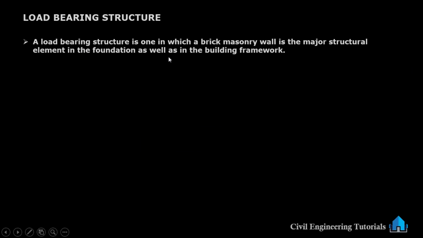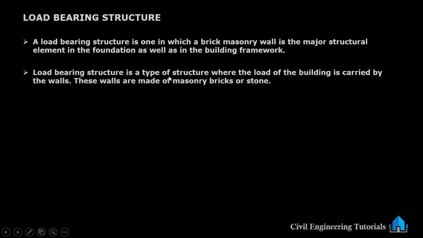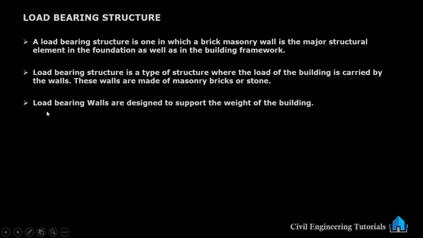So a load bearing structure is one in which a brick masonry wall is the major structural element in the foundation as well as in the building framework. It is a type of structure where the load of the building is carried by the walls. These walls are made of masonry bricks or stone. Load bearing walls are designed to support the weight of the building. So, in a load bearing structure, the brick masonry wall carries all loads, which are transferred to the ground through the foundation. There is no framework of column, beam and foundation made from concrete. That means there will be no column, beam or foundation made from concrete.